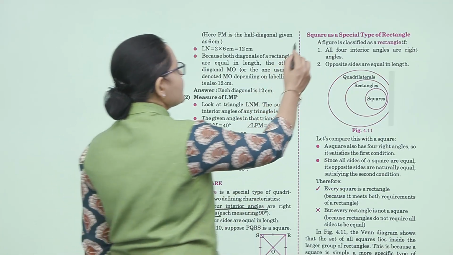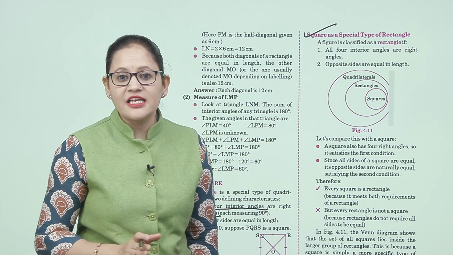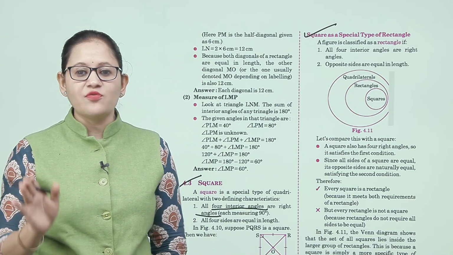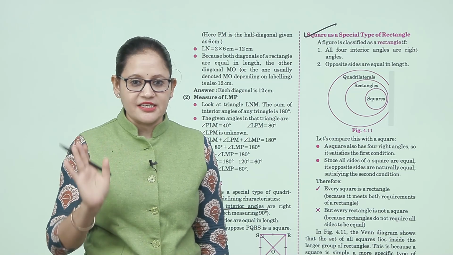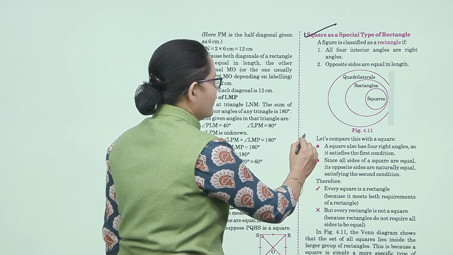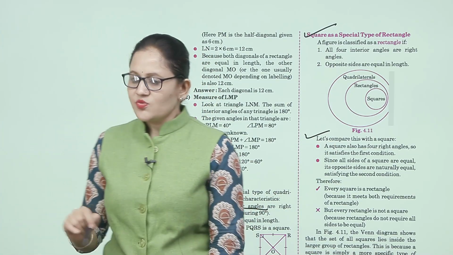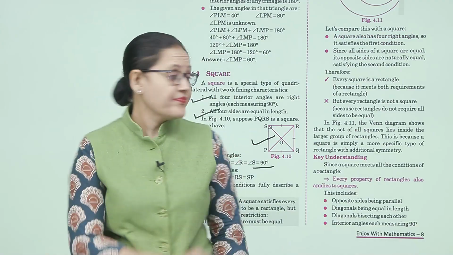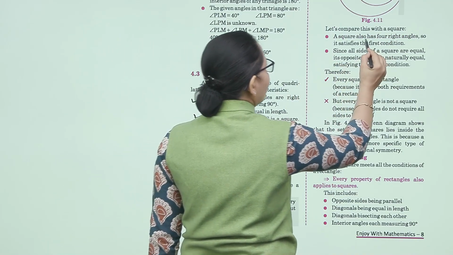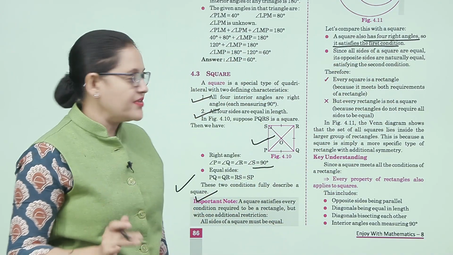Now, the square as a special type of rectangle. A figure is classified as a rectangle if all interior angles are right angles and opposite sides are equal in length. Now, let's compare this with a square. A square also has four sides and four right angles. So, it satisfies the first condition.